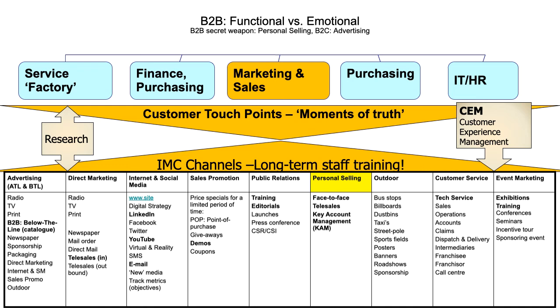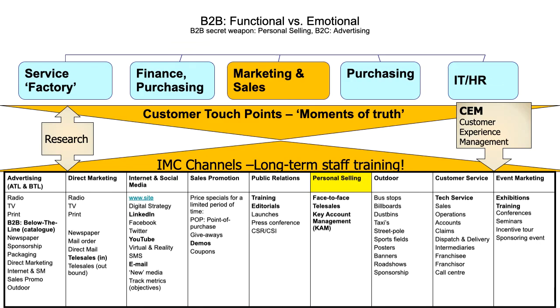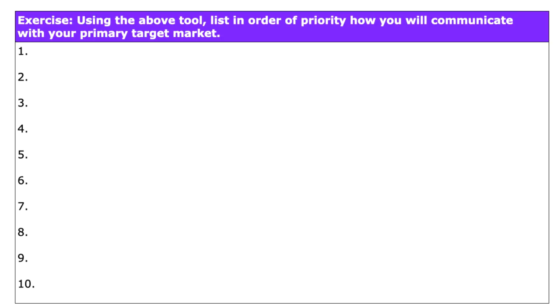So the next exercise is I want you to think about your value proposition, your positioning statement, and how you are going to be communicating. And here is an exercise using this tool: list in order of priority how you would communicate with your primary target market to tell them about your value proposition.